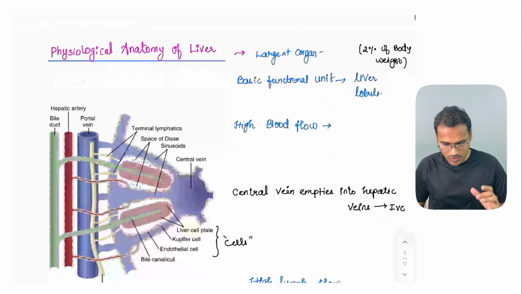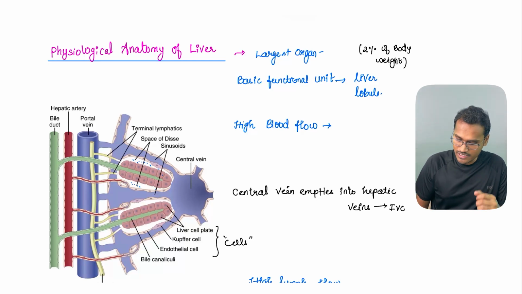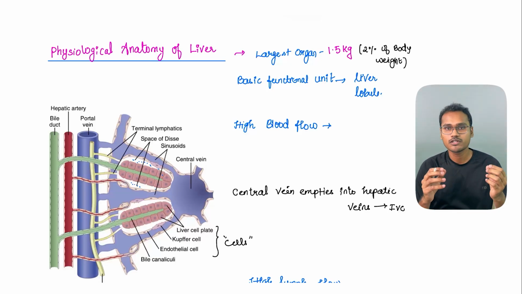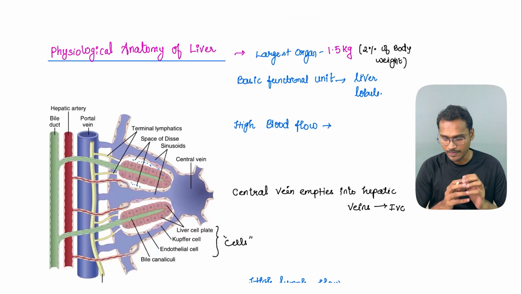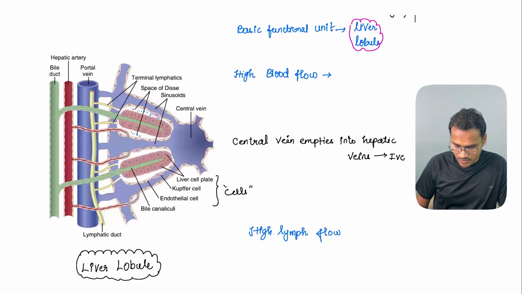So first, coming to the physiological anatomy of the liver. When you consider the liver as a solid organ, it is the largest solid organ, and it weighs around 1.5 kg, which is around 2% of the body weight. And the basic functional unit is called the liver lobule. So we will be seeing the structure of this liver lobule, which is depicted here.